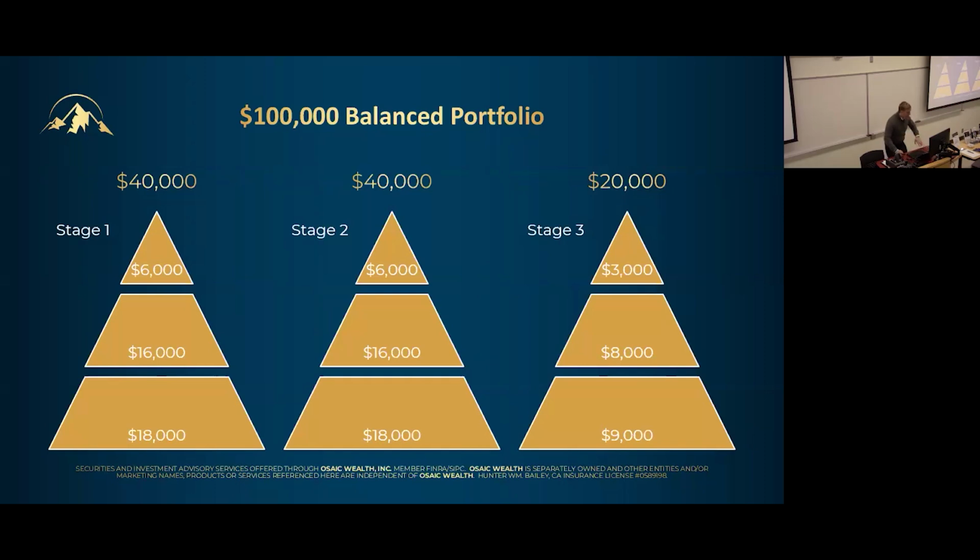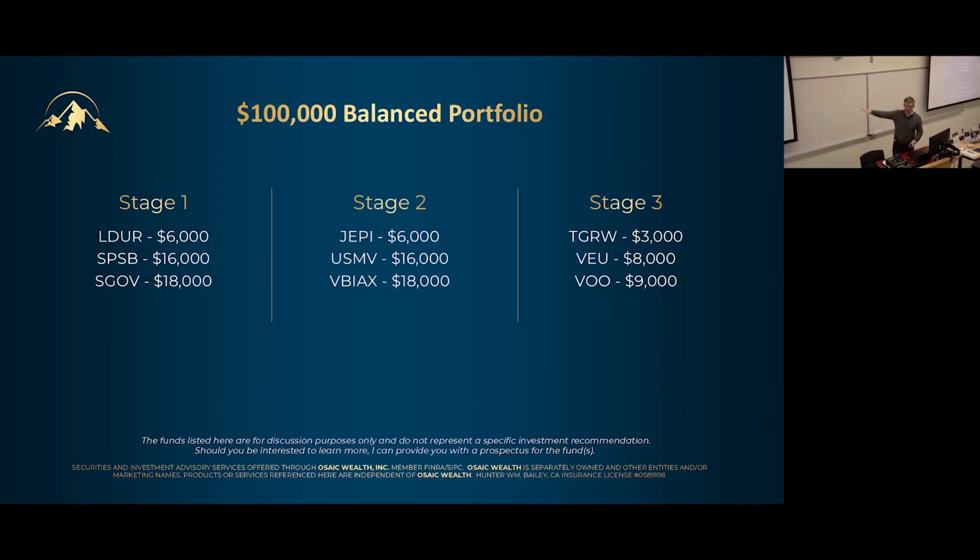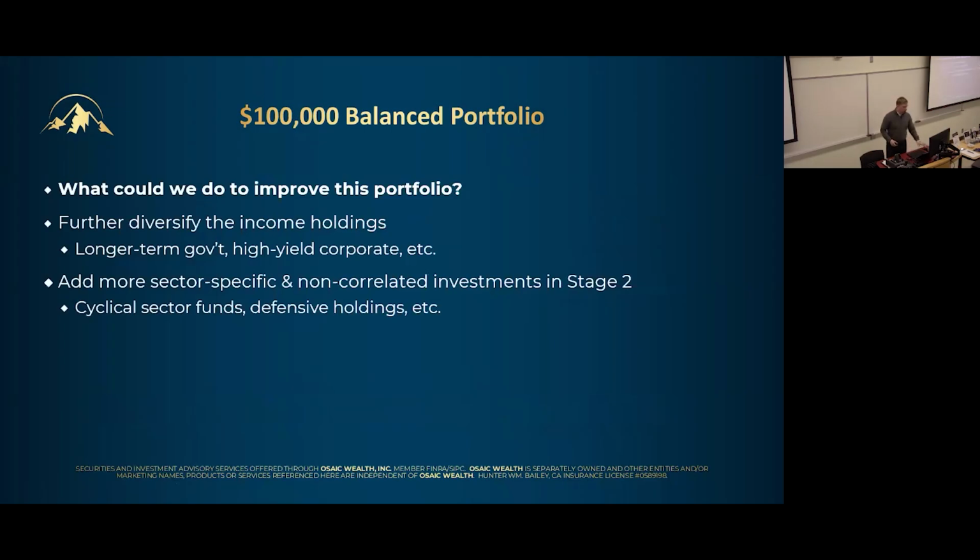So if we move forward and we look at the securities that we chose earlier, it's going to be this list right here. So this is kind of what we're looking at. If we have $100,000 and we split it across all of these securities right here, what could we do to improve the portfolio? Well, we could further diversify the income holdings if we wanted to. We could have some more longer term government bonds in there. We could include high yield corporate bonds if we really wanted to. If it's a taxable account, we might be considering municipal bonds for tax-free income.